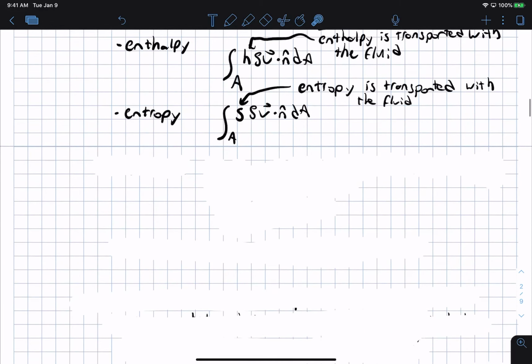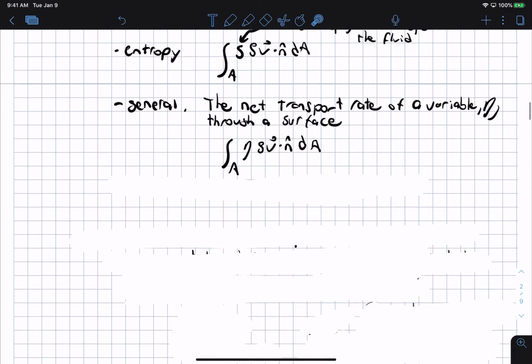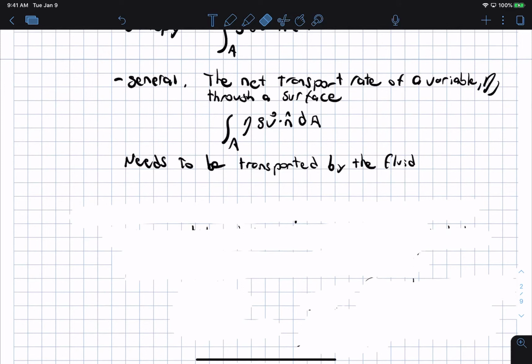And in general, the net rate at which any variable eta is passing through a surface is given by the integral over the area of rho v dot n hat times eta, and I will discuss what eta is later on. And you will be using that quite a bit later on in class. It's any quantity that is basically moving along with the fluid. Okay.